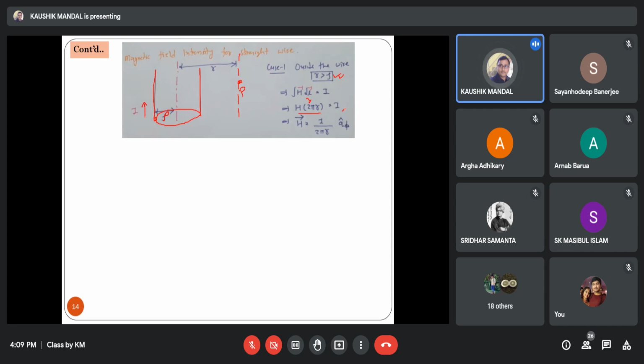Now if you want to write it in terms of a vector, what will be H? H equals I by 2 pi r, in the a phi direction. Why are we considering a phi? Because the conductor is in cylindrical shape. That means we have to consider rho, phi, z. It is a cylindrical coordinate system. Radius is rho, phi is the angle, and z is along the z direction. This is rho, this is along the z direction. And what about the phi?